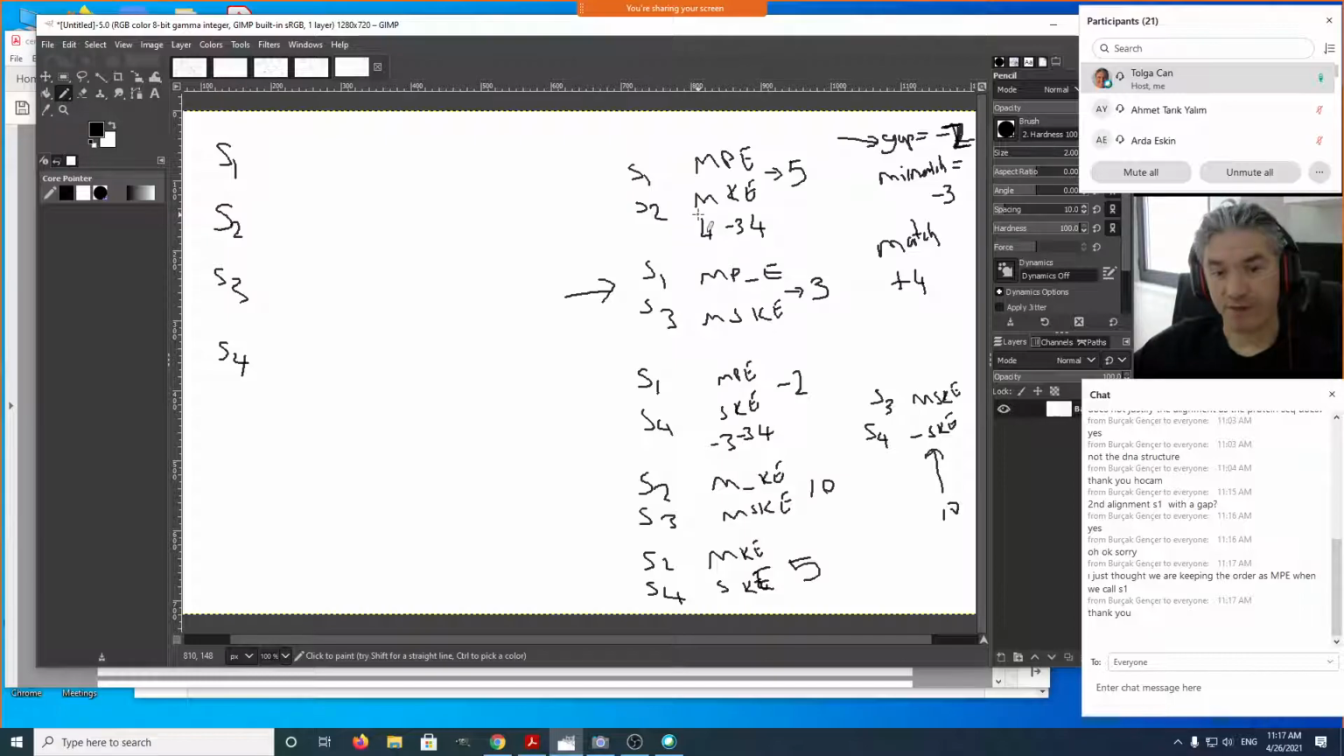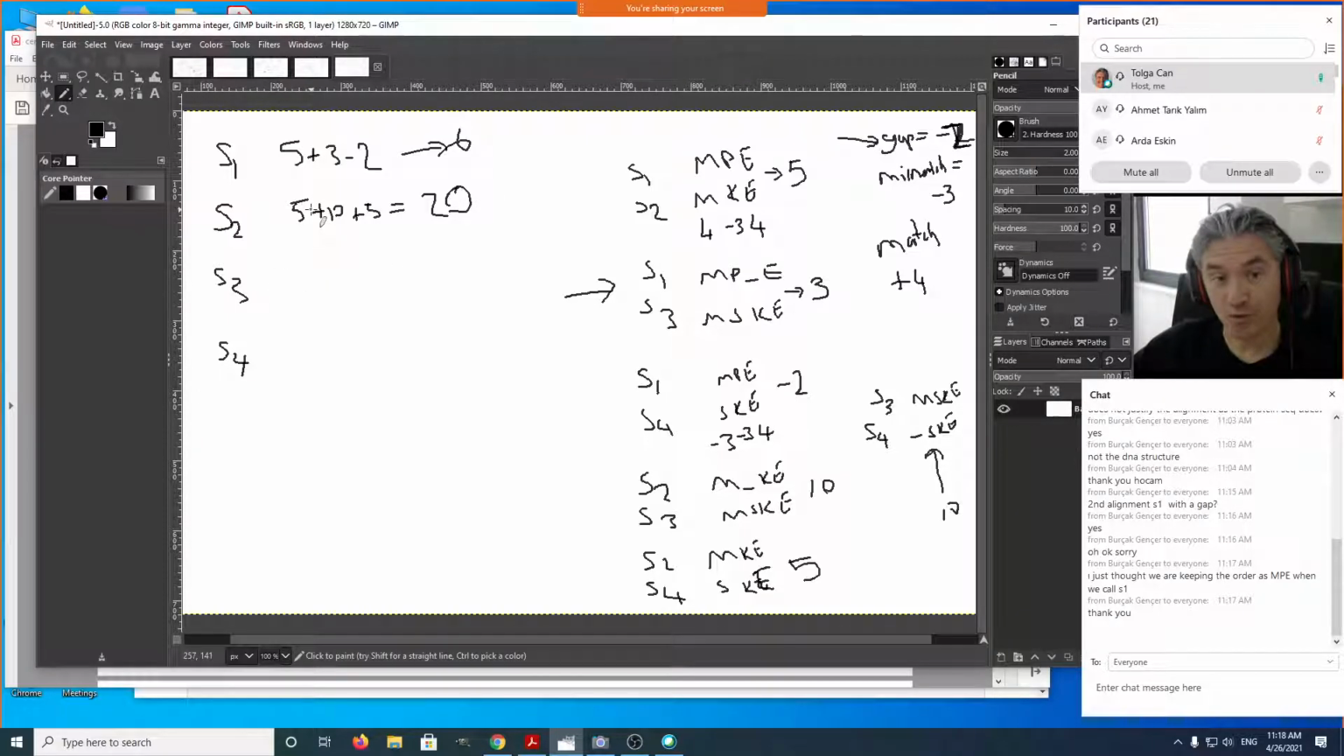S1, what is the score of S1 to the others? 5, 3, -2. Okay, so 5 plus 3 -2. This is the total score S1 has to the others, which is 6. What about S2? 5, 10, and 5, which is 20. So S2 should be chosen over S1 in terms of being center. S1 is not a good center. It says 6, S2 got a score of 20.